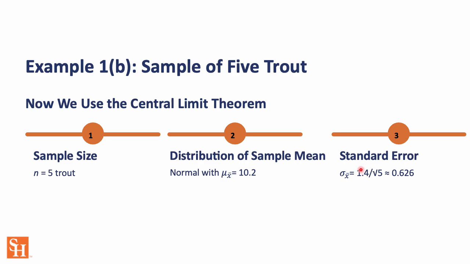And in that case, the standard deviation would be the original standard deviation over the square root of the sample size. And what was our original standard deviation? The standard deviation was 1.4 over the square root of the sample size, and in our case the sample size was 5. Therefore the standard deviation for the sample mean would be 0.626, right? So by applying the central limit theorem, we find this standard deviation.